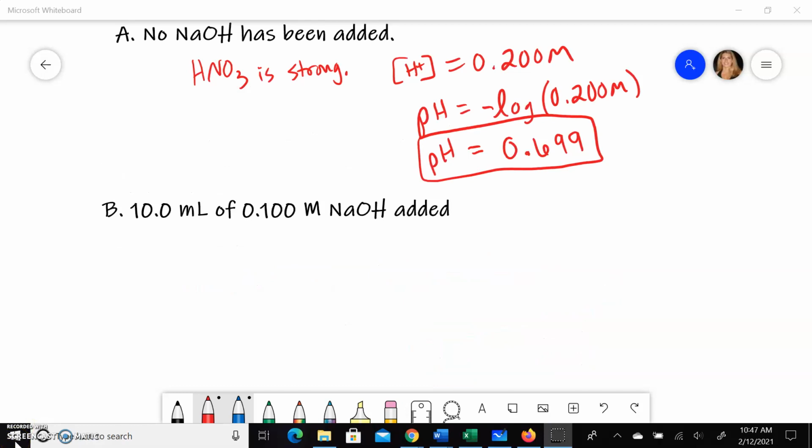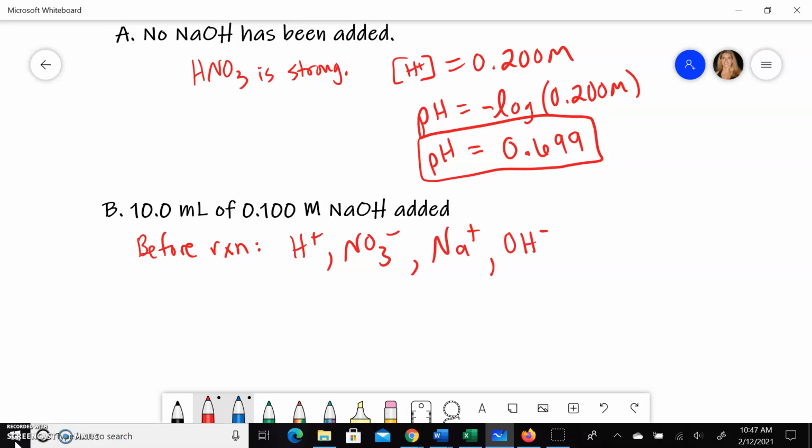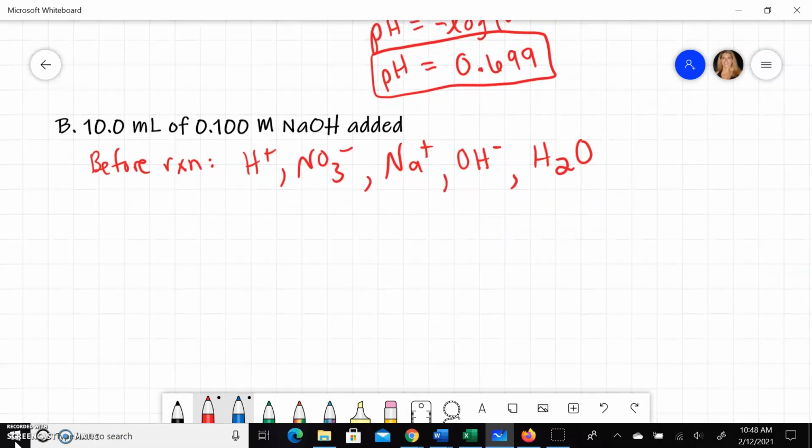Okay, so now we're going to add some of the sodium hydroxide. So we need to see what the pH is going to be. Before the reaction happens, we have all kinds of things. So we have H plus from the nitric acid. We have NO3 minus. It's going to dissociate completely. The sodium hydroxide is also strong, so it's going to dissociate completely. And then we always have water. So now we have all of these things going on here.